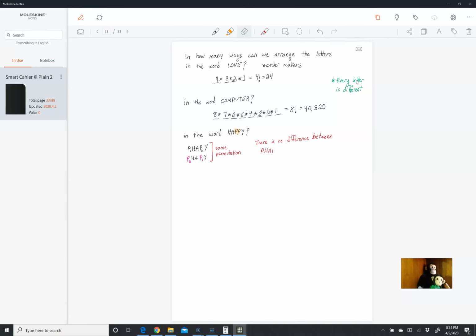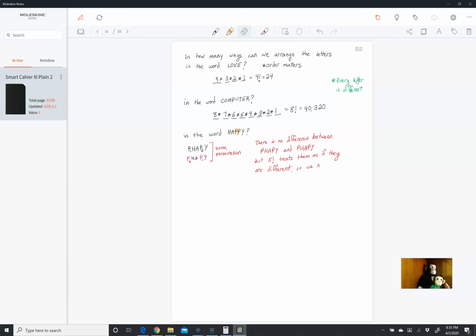Between PHAPY and PHAPY. You can see it when we write it, right? There's no difference between them. But 5 factorial treats them as if they are different. So we need to get rid of the repetitions.